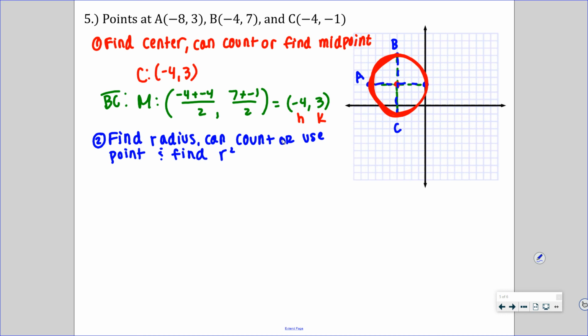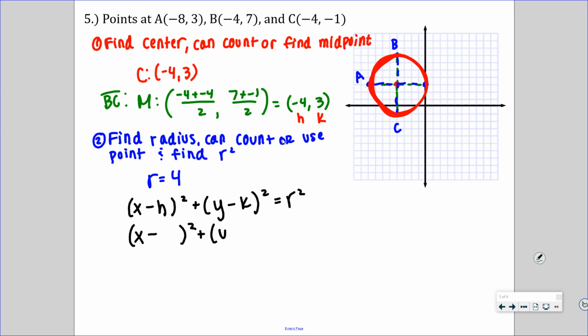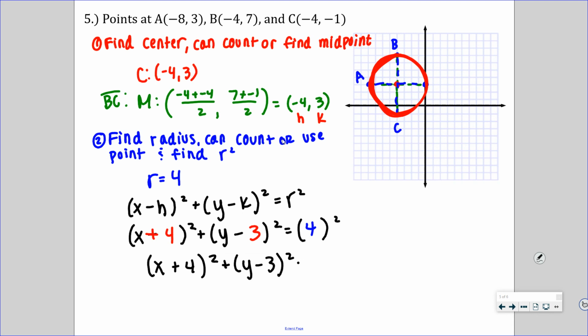What do we think our radius is in this one? 4. Okay, let me just write the equation. All right, center is at -4, so that changed to +4. It's always the opposite. 3. Radius is 4. So final answer, x plus 4 squared plus y minus 3 squared equals 16.